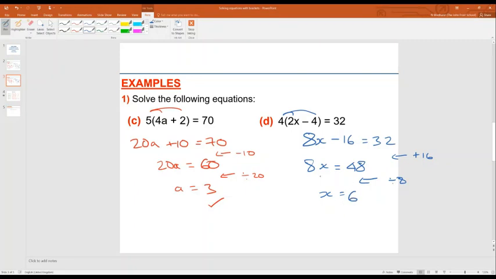And again, always check that answer in the question. So 2 times by 6 is 12. 12 minus 4 is 8. 4 times by 8 does give you 32. I'm happy with that solution.